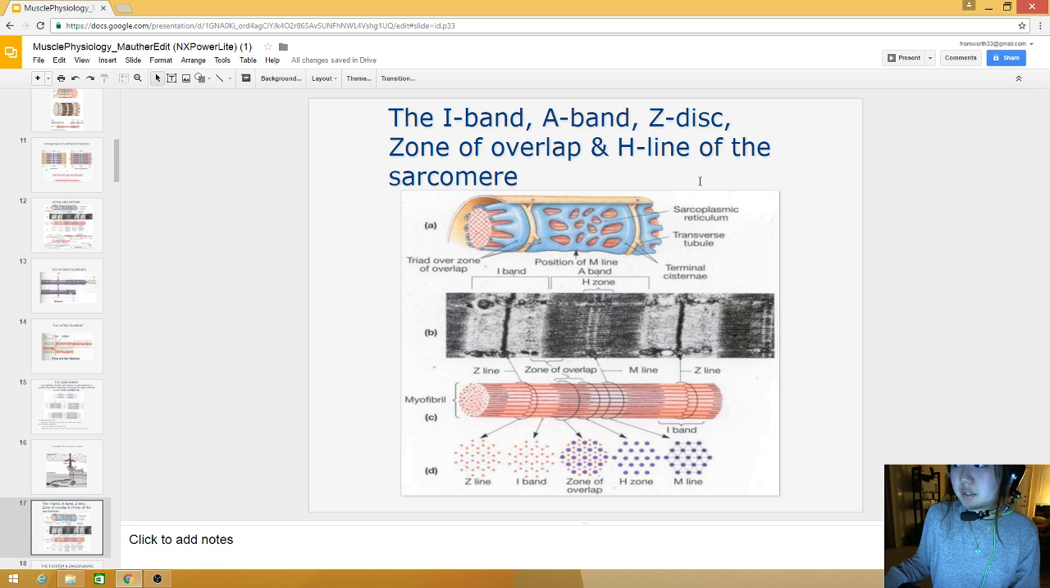So each transverse tubule is going to be surrounded by part of the sarcoplasmic reticulum, and this is called the terminal cisternae. So right here, this is the terminal cisternae, and the transverse tubule that is surrounded by both the terminal cisternae is going to be called the triad. So 1, 2, 3, it's going to be a triad. And the entire system of nets and tubes is called the sarcotubular system.